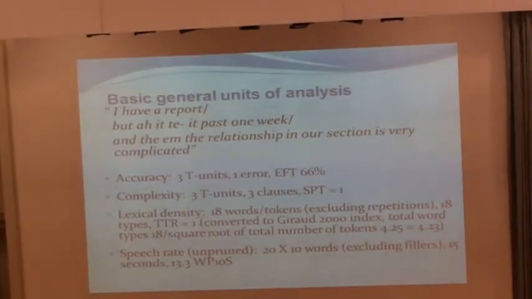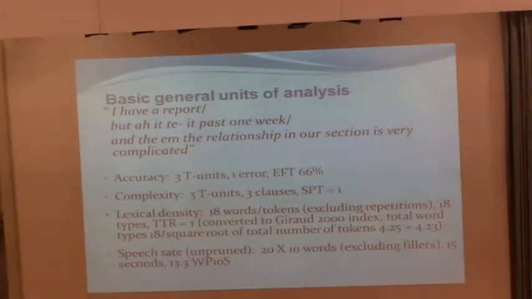That's it passed 1 week. So the percentage of error for T units is 66%, right? Only 1 of them has an error. 2 of them don't. 66% accurate. Complexity: in each of those T units, there is just 1 verb, 1 clause. So the average number of T units or clauses per T unit is 1.